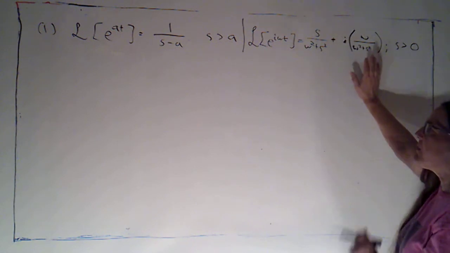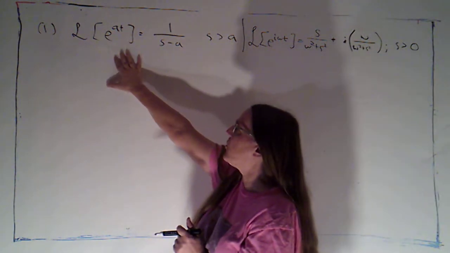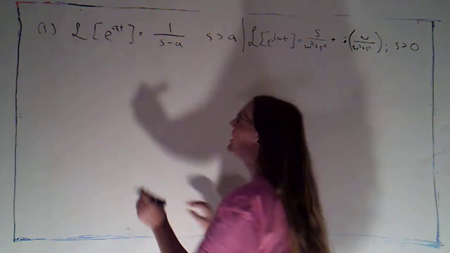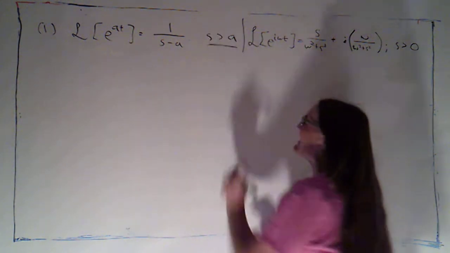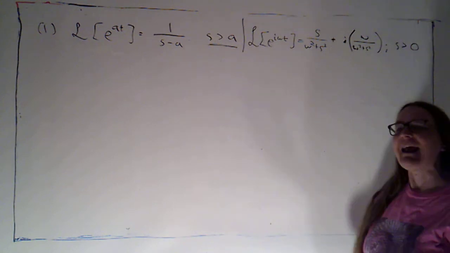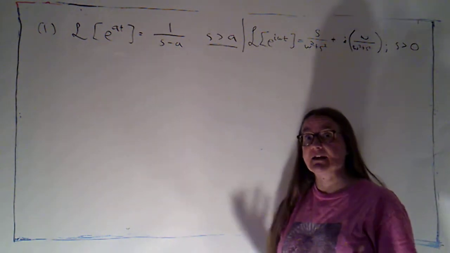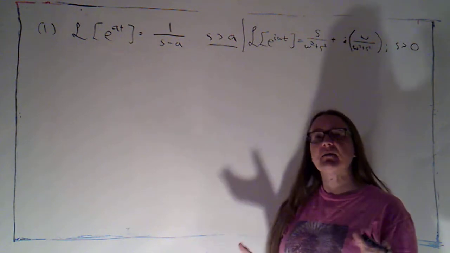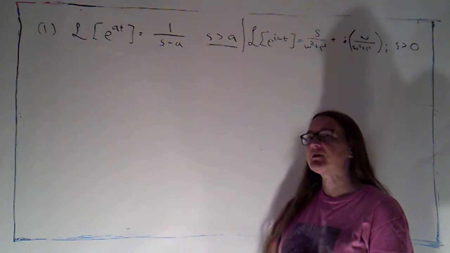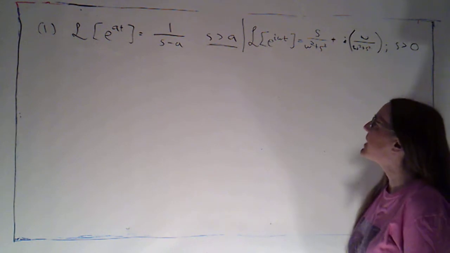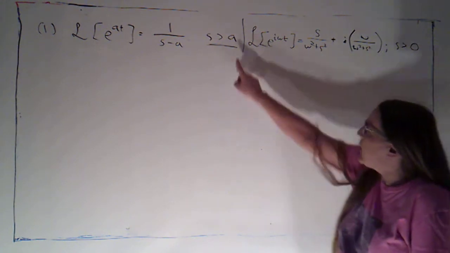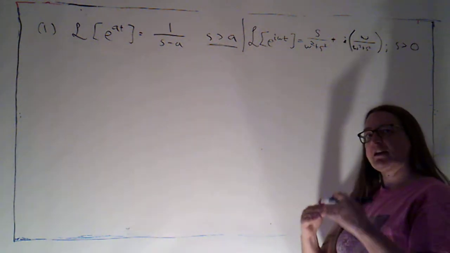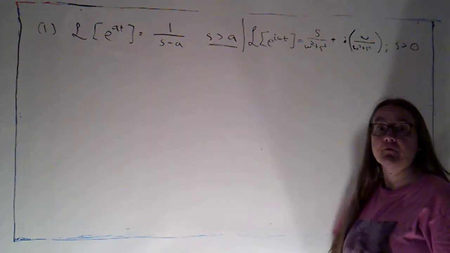I mentioned, however, that we couldn't use Formula 1 because at the time we derived it, we were assuming that a was a real number, and we got this restriction that s had to be bigger than a. And that doesn't make sense in the complex numbers. The notions of less than and greater than only make sense in the real numbers, and they don't extend to the complex numbers. But if I remember where that came from, that was making sure that we were going to get an integral that converges.